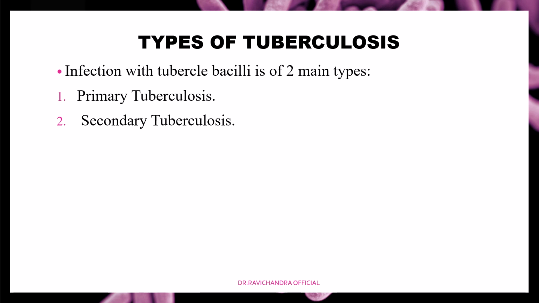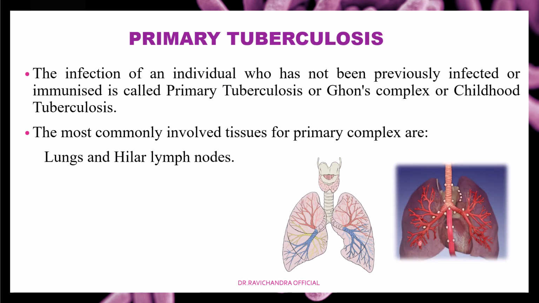Types of tuberculosis. Infection with tubercle bacillus is of mainly two types. One is primary and the other is secondary. Primary tuberculosis. This can be asked for a 6 marks question, or it can be asked as a 3 marks question as Ghon's complex or childhood tuberculosis. The infection of an individual who has not been previously infected or immunized is called primary tuberculosis or Ghon's complex or childhood tuberculosis. The most commonly involved tissues for this primary complex are, first, lung, and second, hilar lymph nodes.